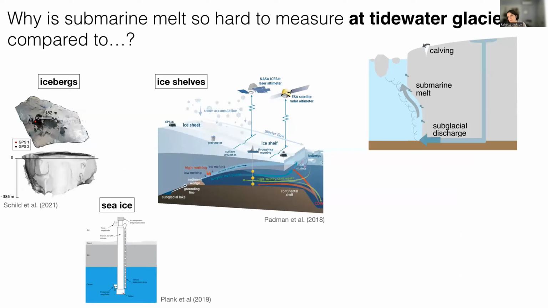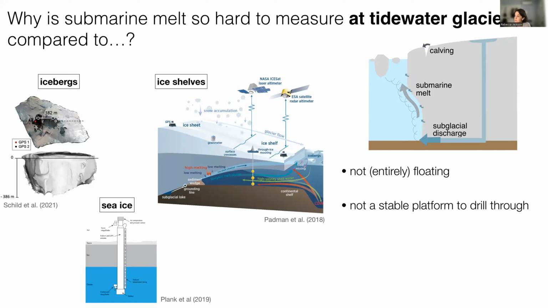Okay, so first, why is submarine melt so hard to measure at tidewater glaciers compared to other icy places that we might be familiar with? First, these termini are not floating, or not entirely floating, so we can't leverage a lot of the approaches that we use for icebergs, ice shelves, and sea ice, where if you can measure the volume above the ocean surface or the elevation, you can track changes in the below surface volume of ice. But those sorts of approaches that have really developed a lot in recent years, especially new exciting methods for icebergs, can't really be applied for these near-grounded termini.